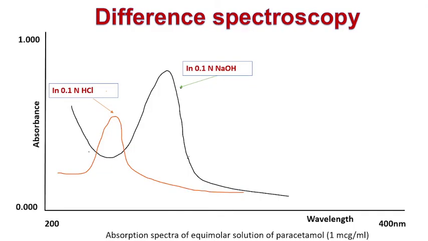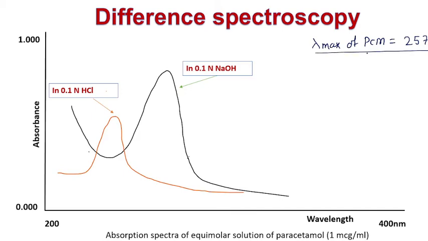In difference spectroscopy, if I record a spectrum of my drug in alkaline pH and in acidic pH, what are the changes I am going to observe? If you know the lambda max of paracetamol, what is it? It is 257 nanometer. So this is the lambda max of paracetamol.